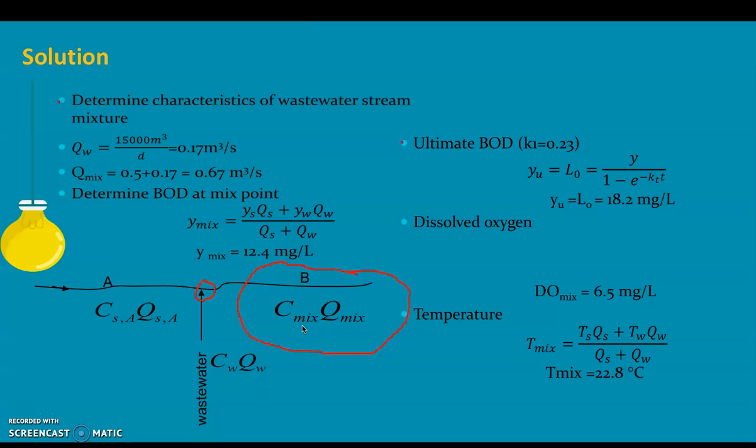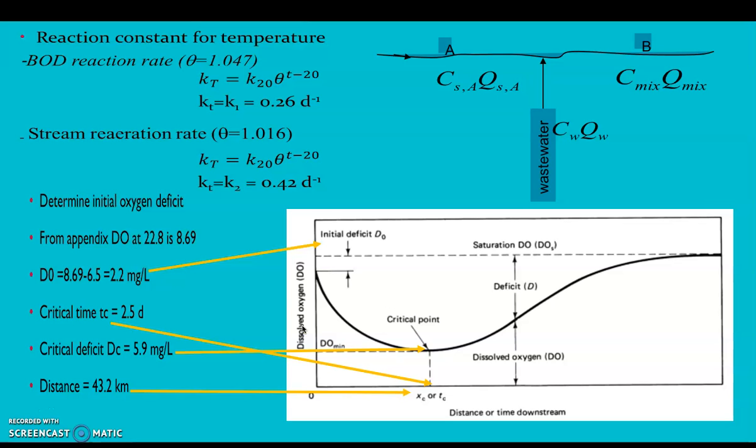So in the end, we will see that the average T mix for stream B is actually 22.8. Because just now we have different temperatures, right? This is 25 degrees, and stream A is around 22 degrees. So stream B will be 22.8 degrees. Since from the earlier calculation the temperature at the mix point is around 22.8, we need to do a correction for the reaction constants at 22.8. So we need to find a new value for K1 and also K2, right?